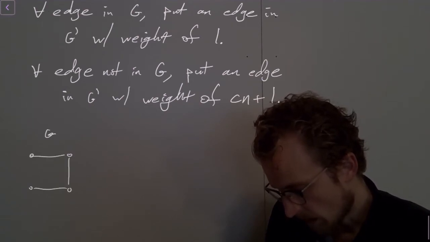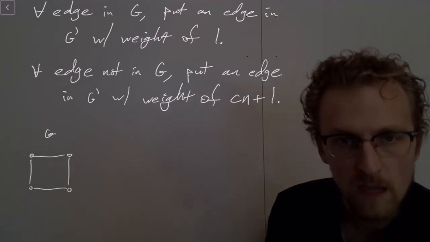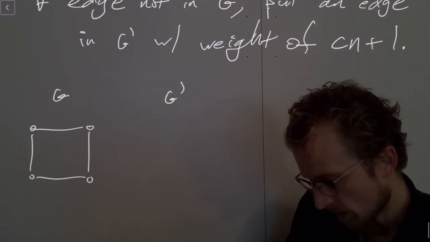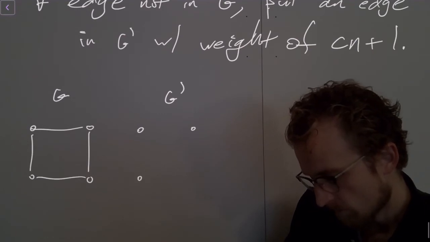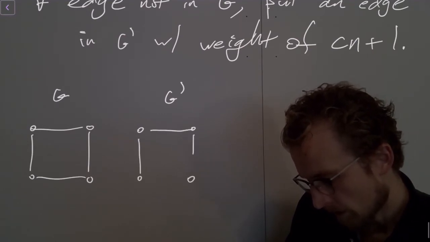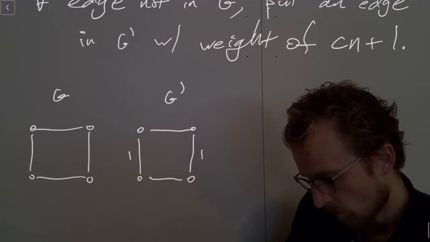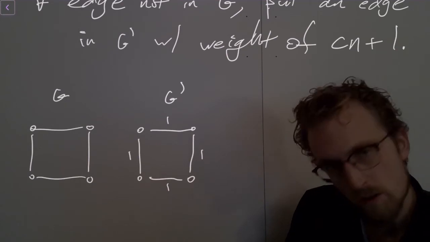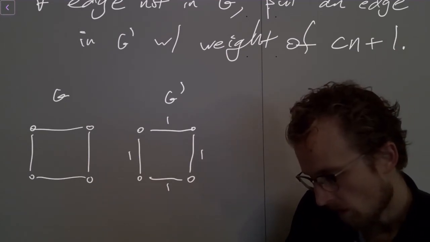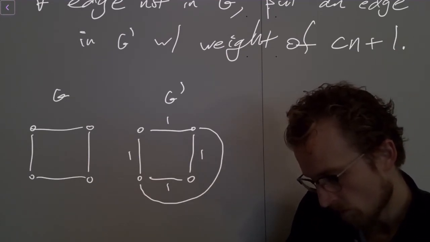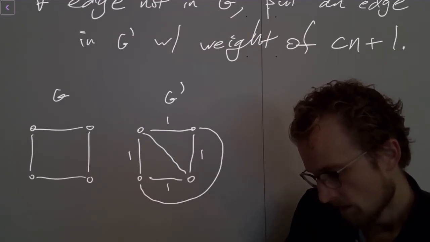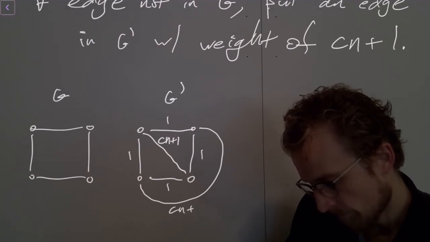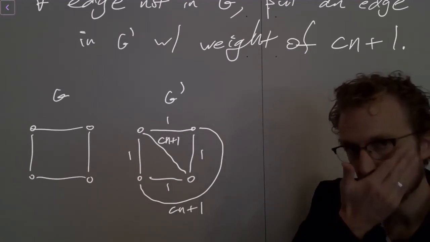And so notice this is a yes instance of the Hamiltonian circuit problem. And so what does our G prime look like for this? Well, our G prime says I've got 4 edges. So each of those edges are going to have a weight of 1. 1, 1, 1, 1. And then there's 2 edges that do not exist in my original graph. And so I'll give those edges a weight of C times N plus 1. And I'm going to draw this without any crossed lines. Cn plus 1, and then this is Cn plus 1.